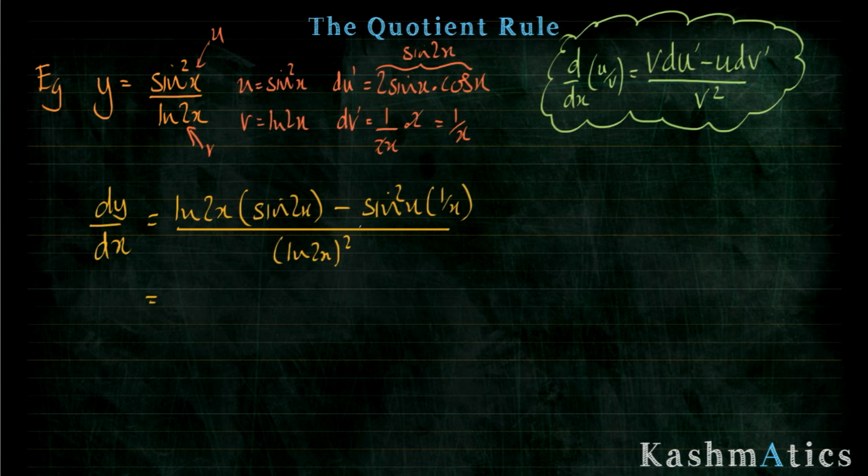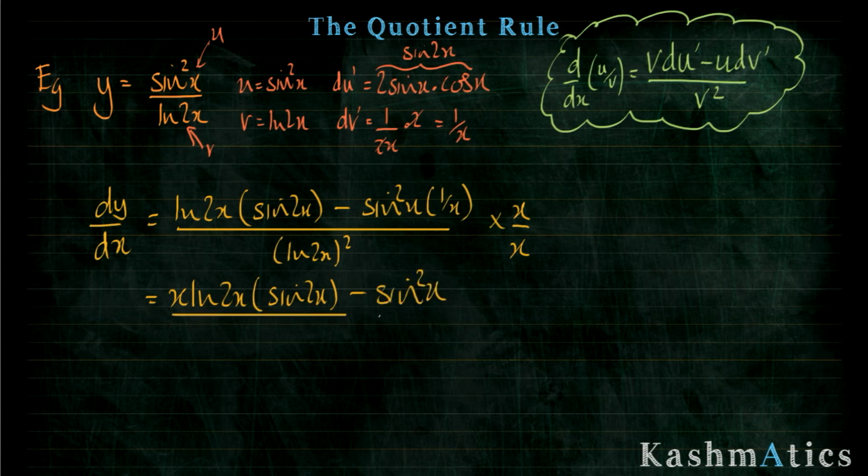Right, so let's see what we can do to tidy this up. Just like before, I can multiply the top and bottom by x, and that first term becomes x ln 2x sine 2x. Take away sine squared x, because 1 over x will cancel out with that x, all over ln of 2x all squared. Now it might be worth actually writing this in the original form, 2 sine x cos x, because then I could factorize out a sine x as well. But like I said, that's not the point of all this. The point of all this is being able to differentiate.